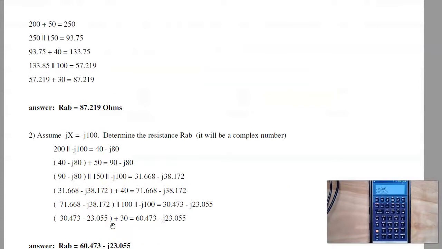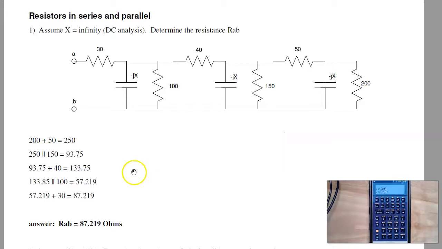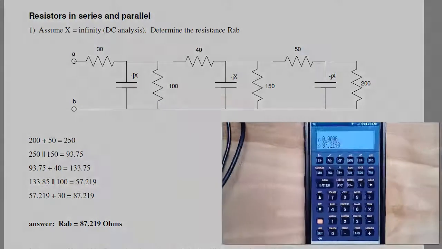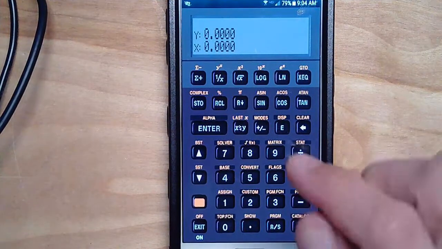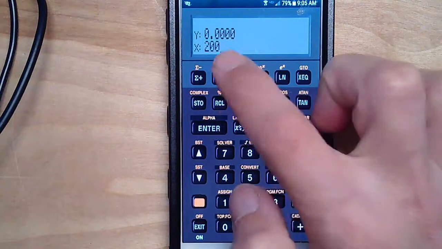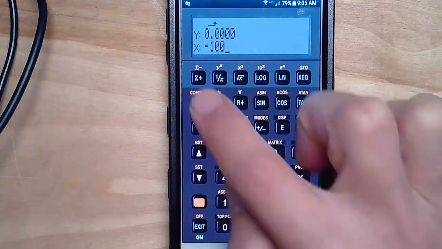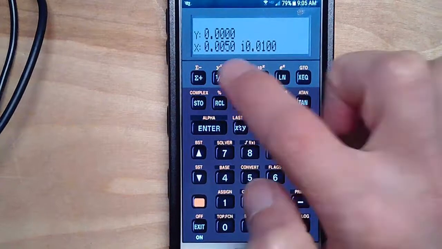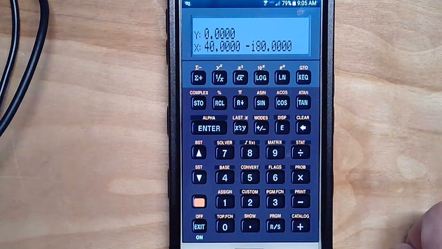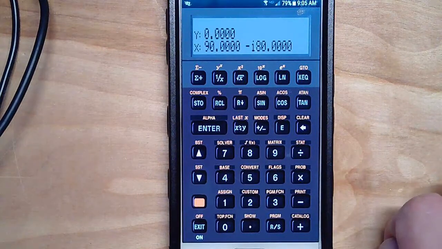Problem 2 is AC analysis. So again, I'll show you how this one works. If all the X's are minus j100, I would have 200 in parallel with minus j100. So 200, 0, enter 100, negative, there's minus j100. Take its inverse, add the inverses. That answer is 40 minus j80. Plus 50 is 90 minus j80.